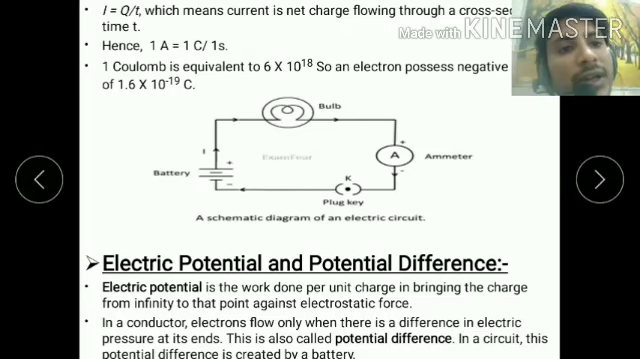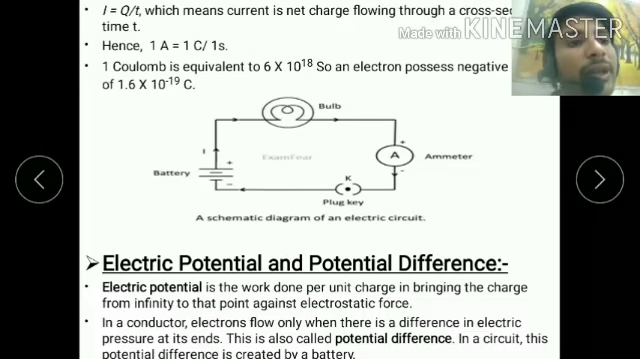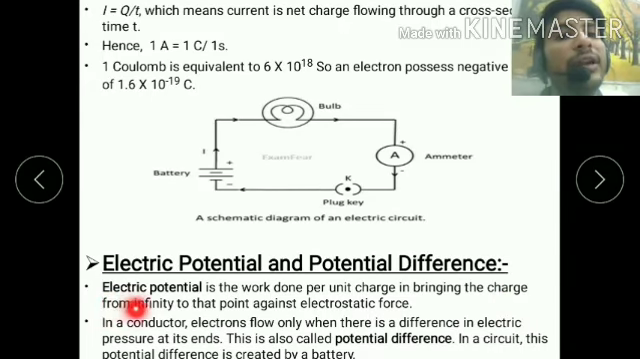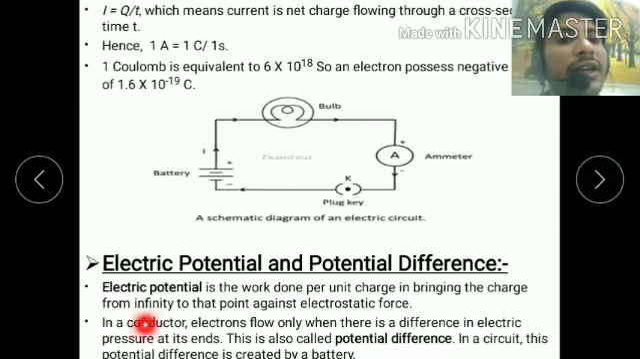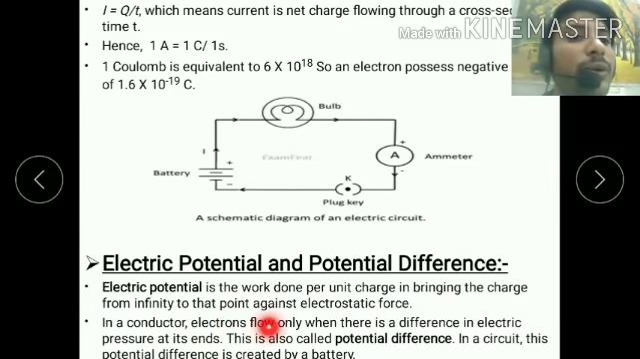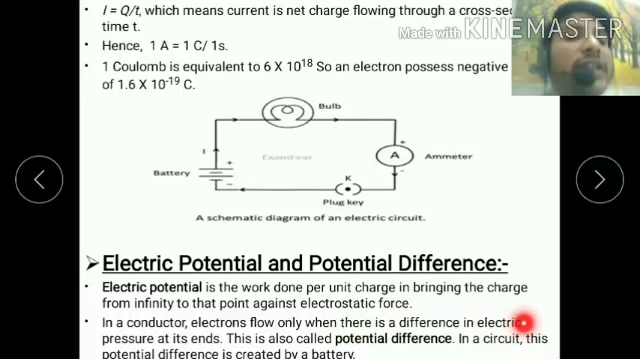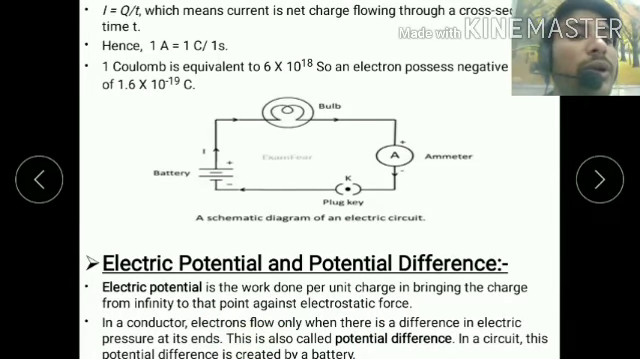Electric potential is the work done per unit charge in bringing the charge from infinity to that point against the electrostatic force. In a conductor, electrons flow only when there is a difference in the electric pressure. This is also called potential difference. In a circuit, this potential difference is created by the battery.